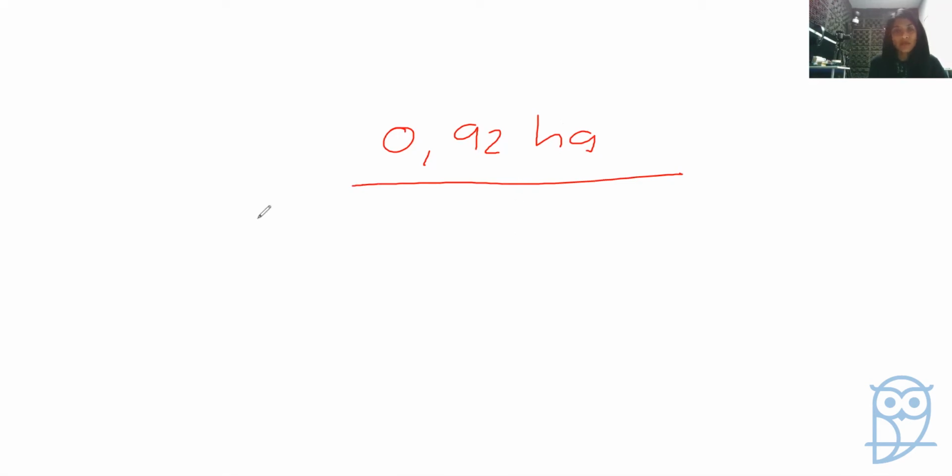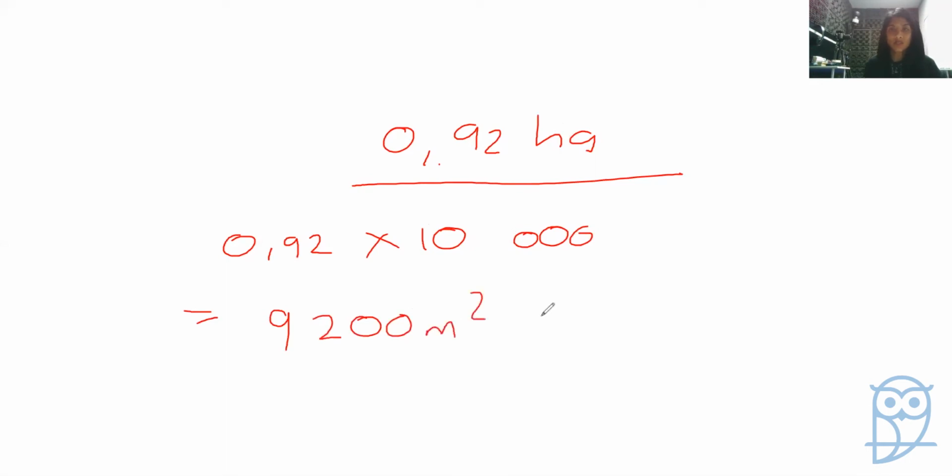Okay. A hotel is built on a plot of land of area 0.92 hectares. What is its area in square meters? A hotel is built on a plot of land 0.92 hectares, and they want to know what is its area in square meters. So what must we do? We multiply, because we've got the hectares, we need to multiply by 10,000, and our answer will be 9,200 meters square.